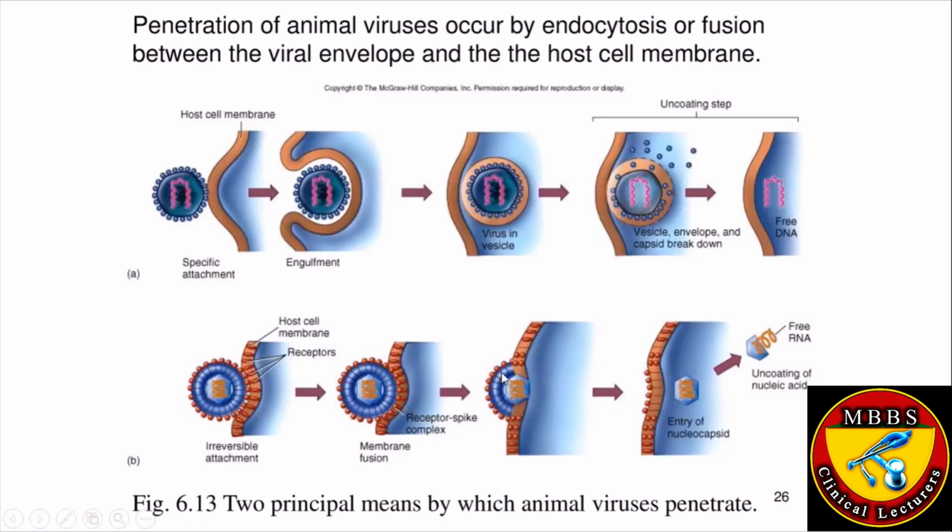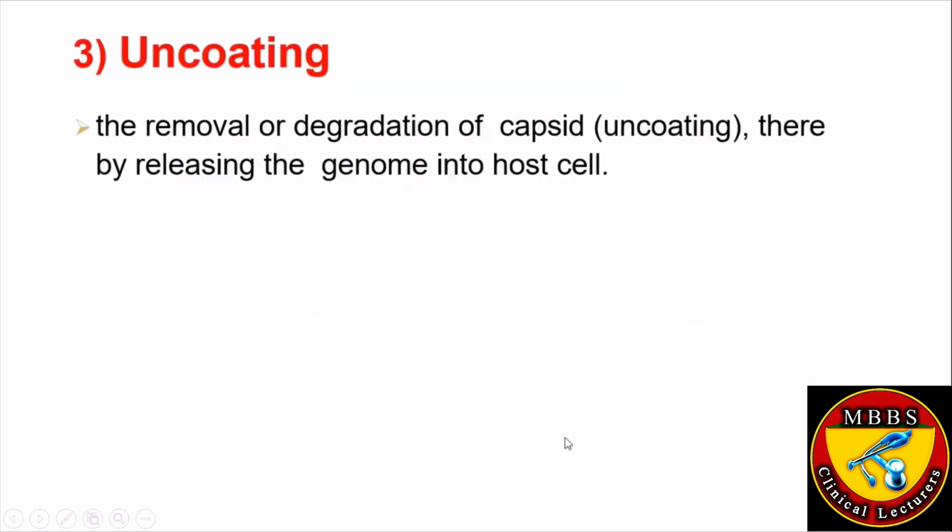With time, an opening forms in the cell membrane, and the genome which is present in the virus comes into the cytoplasm. Here uncoating occurs. When uncoating occurs, the capsid is removed and the virus genome is free. So these are the two main methods by which viruses penetrate into the cell cytoplasm.